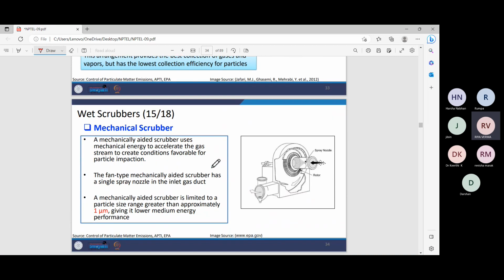Now, next up, we have mechanical scrubbers. These use mechanical energy to accelerate the gas stream to create conditions which are favorable for particle impaction. In this, we have a fan type of mechanical aided scrubber, and there is a single spray nozzle in the inlet gas duct, which is used to spray the water. Particles that are generally greater than 1 micrometer can be removed by mechanical scrubbers.